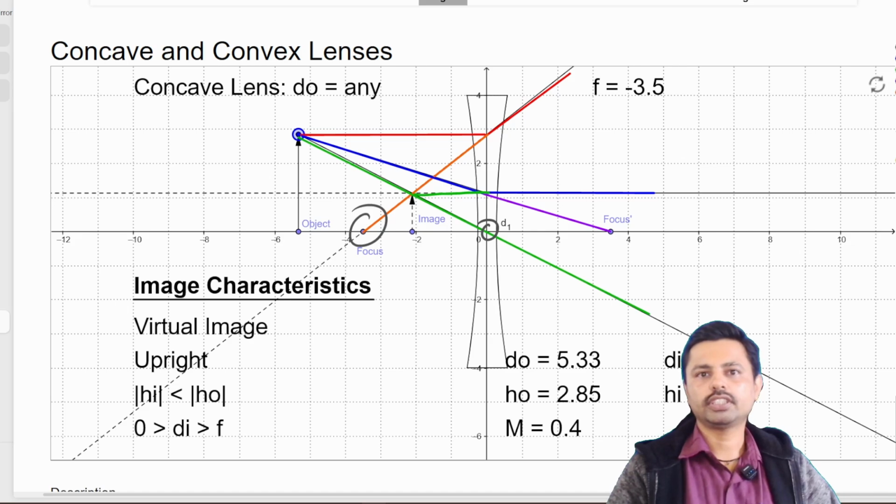So, the diagram for this is easy. If you still have doubt, you can ask in comments.